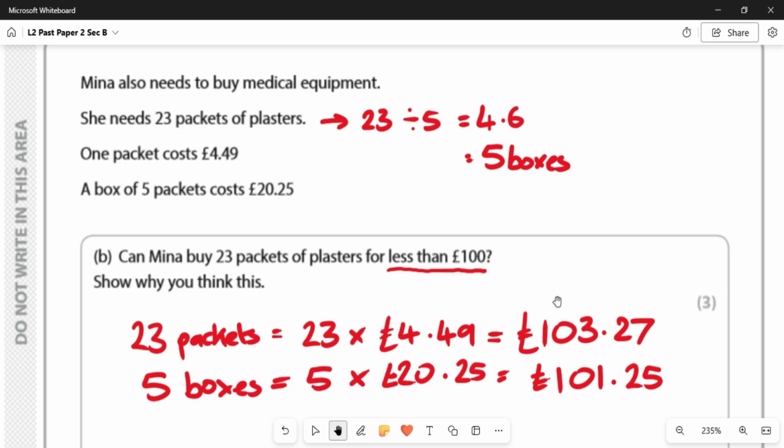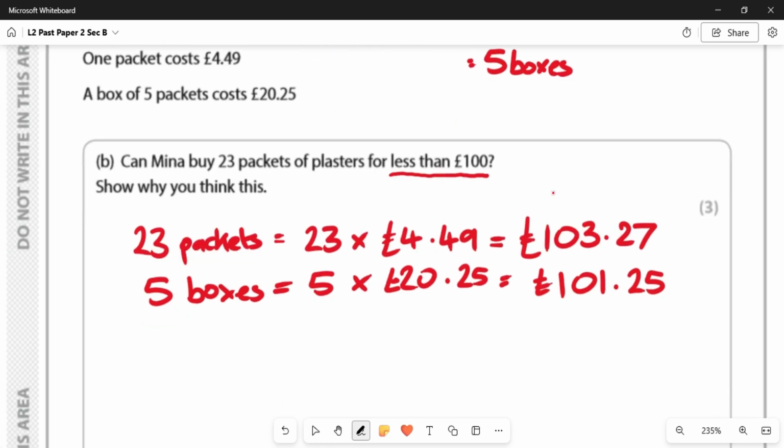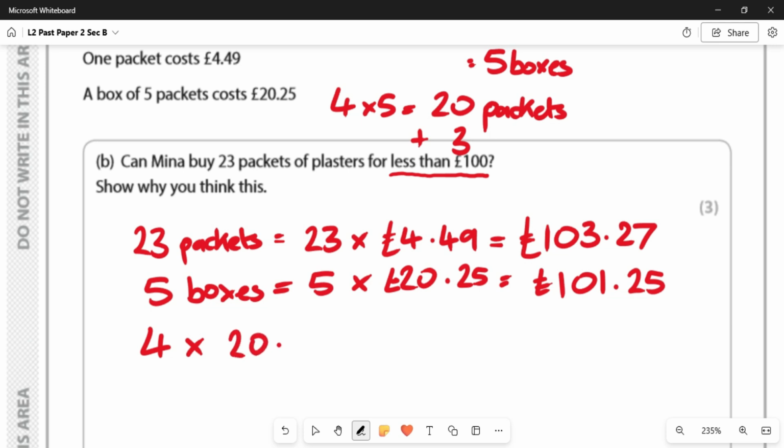What I would do then is, why don't we buy 4 boxes? 4 boxes will be 20 packets, and then you just need an extra 3 single packets to add on there. I think this is the only way. So let's do 4 times, how much was each box? £20 and 25 pence. Let's do that first.